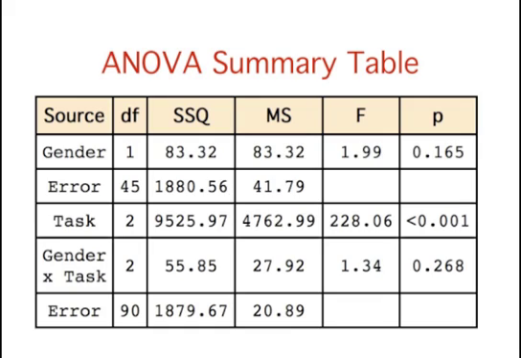Similarly, the degrees of freedom for the within subjects variable is equal to the number of levels of the variable minus 1. In this example, it is 2, since there are 3 tasks. The degrees of freedom for the interaction is the product of the degrees of freedom for gender, which is 1, and the degrees of freedom for task, which is 2, and is equal to 2.